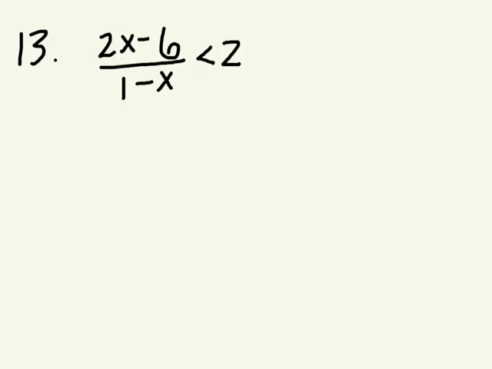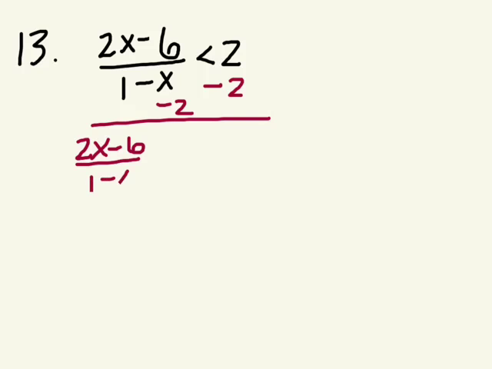So the first thing we're going to do is bring our 2 over, so we're going to subtract 2 from both sides. So we have (2x minus 6) over (1 minus x), all minus 2 is less than 0. And I left that gap there because we're going to need to find a common denominator so that we can simplify.